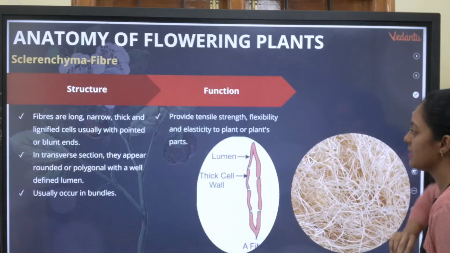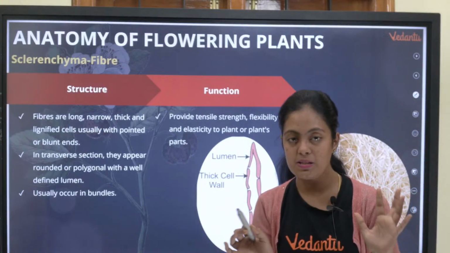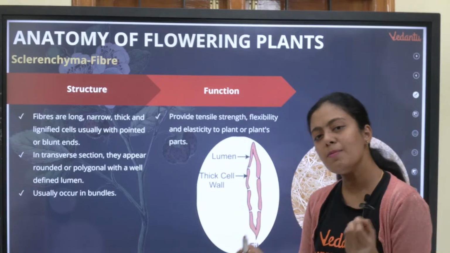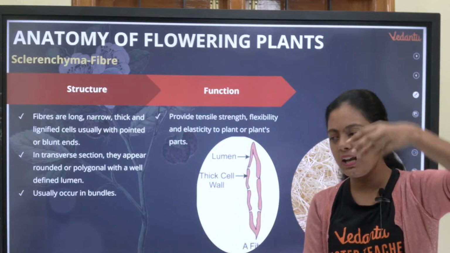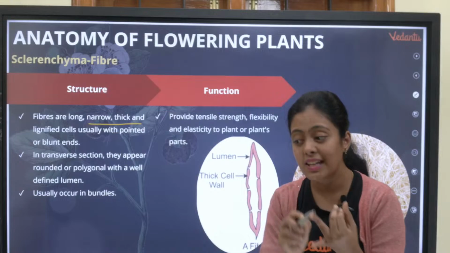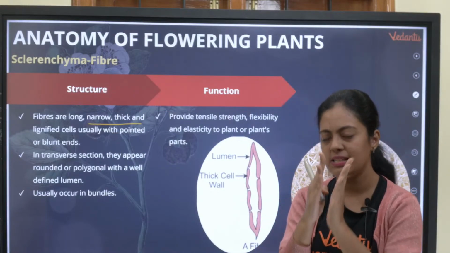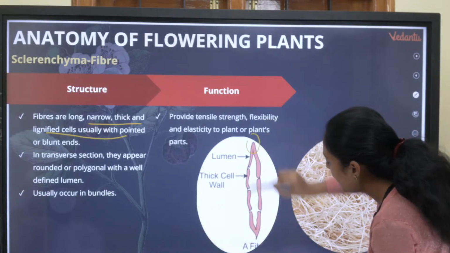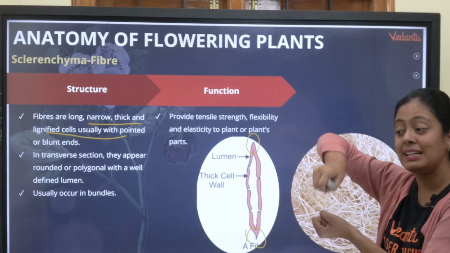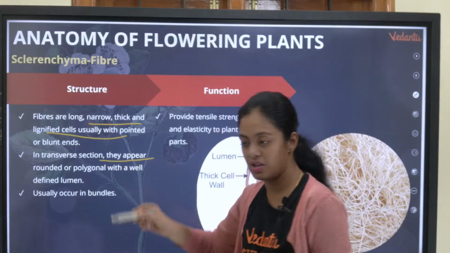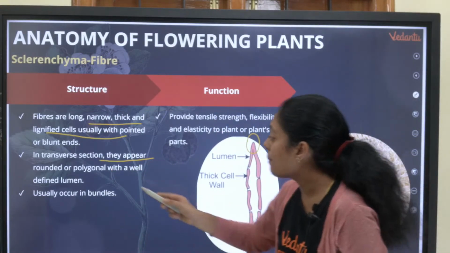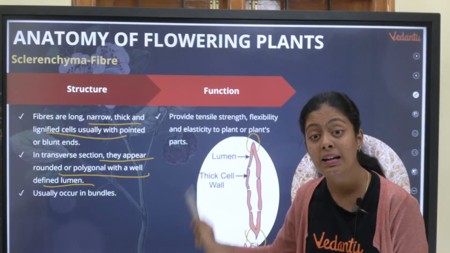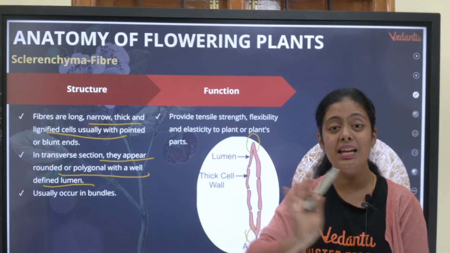Now, sclerenchyma fibers. As I said, there are two types in sclerenchyma: one is sclereid and the other is fiber. How will this fiber look? Obviously, they are long and narrow, very thin cells. They have thick lignified walls, usually with pointed or blunt tapering ends. In transverse section, they appear round or polygonal with a well-defined lumen. They occur in bundles.